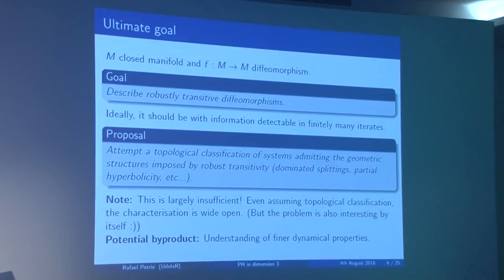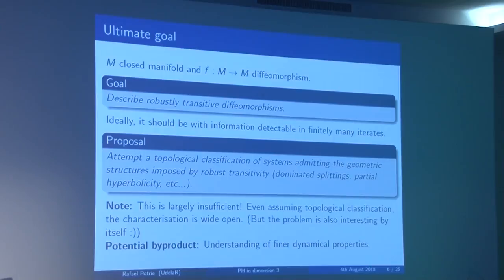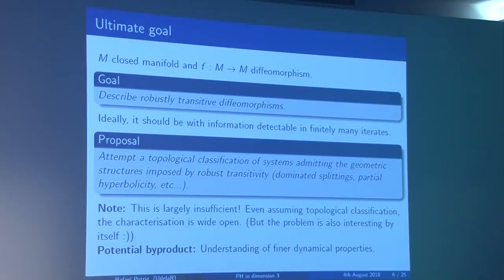And it's important to note that even if we get a complete topological classification, even if we assume the most ambitious of conjectures, this is not enough. So we still need to work, even if we get a complete topological classification. But having a topological classification, other than being interesting by itself, can also provide insight into learning finer dynamical properties of the systems. And this is currently a very active team of research.